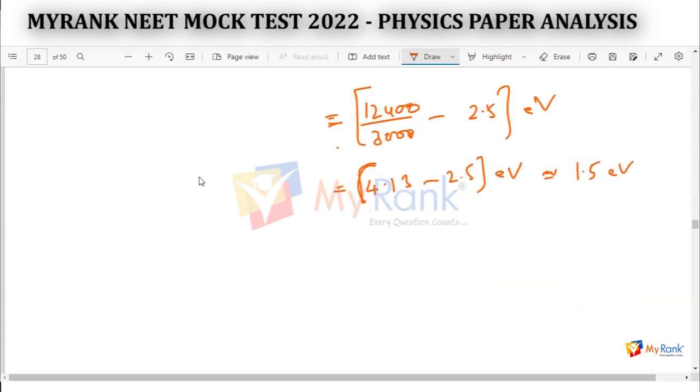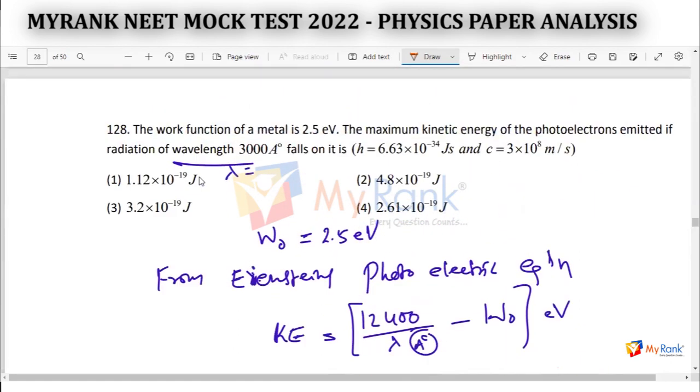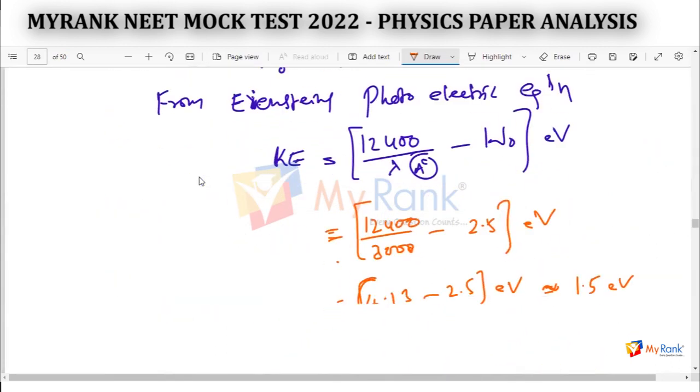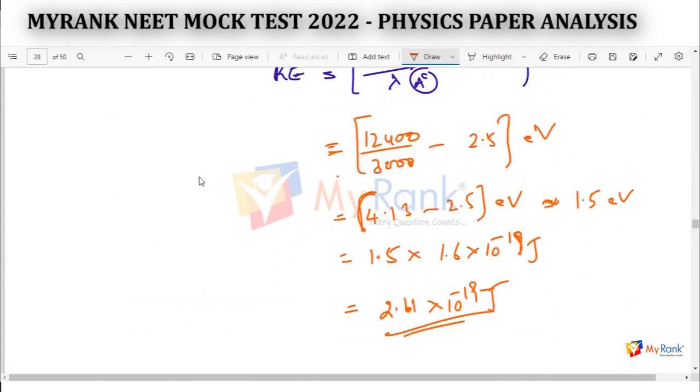Now you should convert this into joules, students. So 1.5 into its close value. 1 electron volt is nothing but 1.6 into 10 power minus 19 joules. If you calculate, you are going to get 2.61 into 10 power minus 19 joules, students. This is the answer. So the correct option is 4.